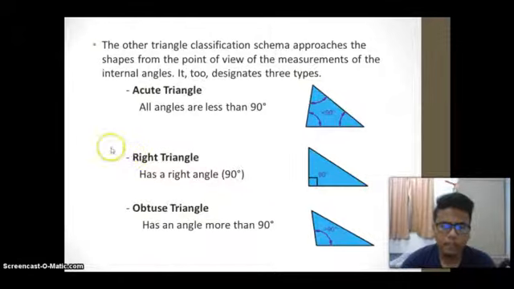Okay, for the right triangle, it has one right angle, so from these three angles, one of them is 90 degrees. This triangle we call a right triangle. The last one is the obtuse triangle. It has an angle more than 90 degrees. So one of these three angles in this triangle is more than 90 degrees. That's the obtuse triangle.